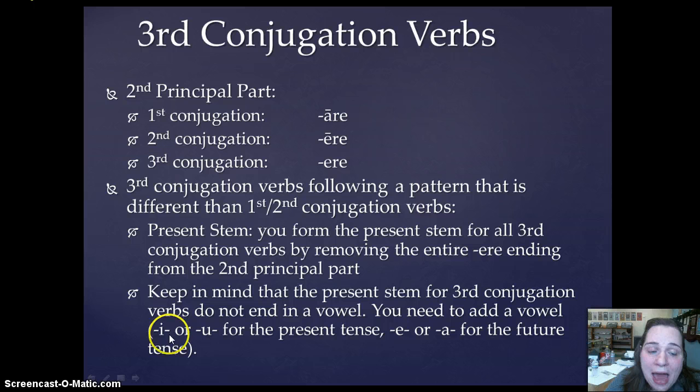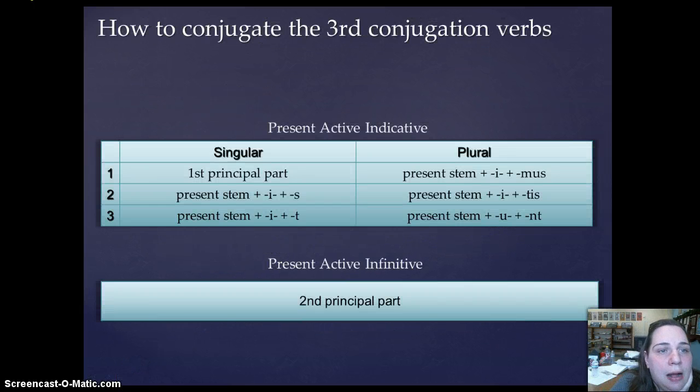Now, you add a vowel, an I for the most part, or a U for the present tense, and for the future you're going to have to change the vowel, so that's also a little bit different. But we're not talking about the future today, I just want to let you know it's only a vowel change. To conjugate third conjugation verbs in the present active indicative, the first person singular is always the first principal part of the verb.